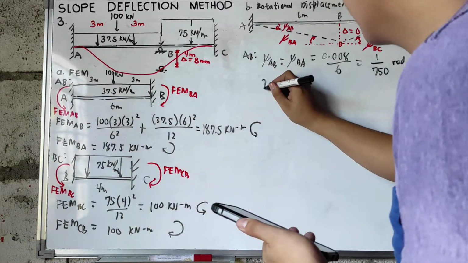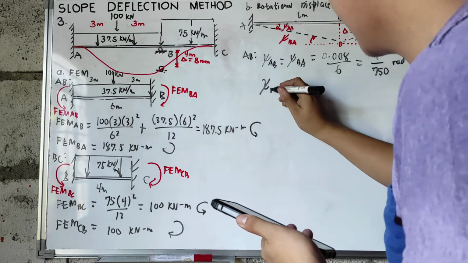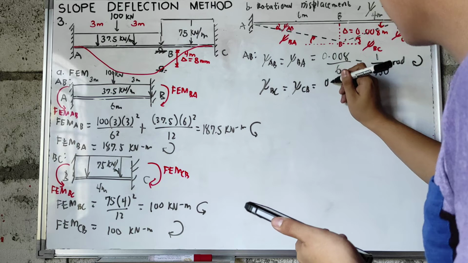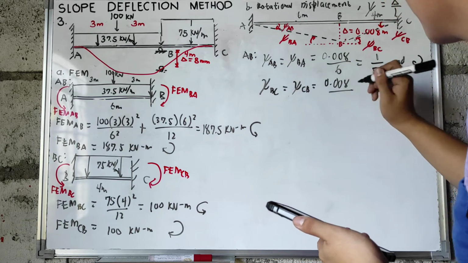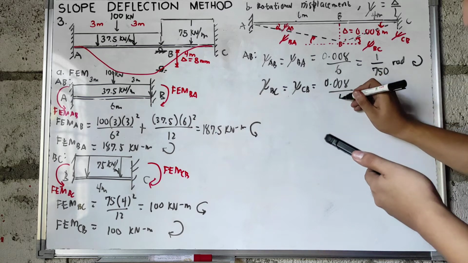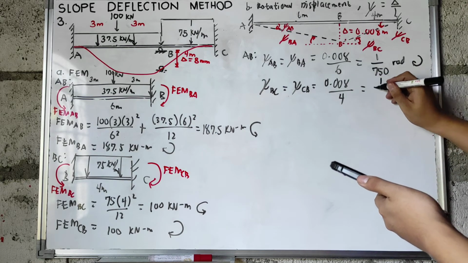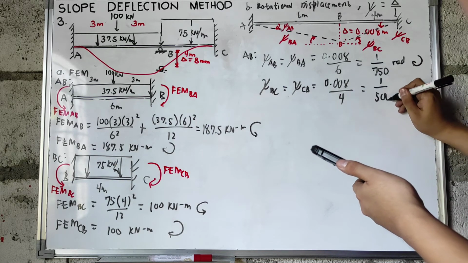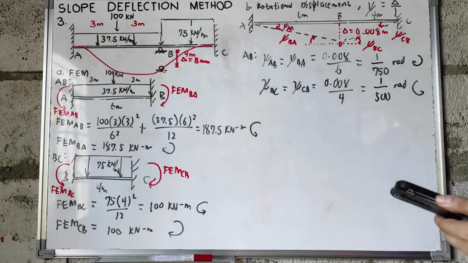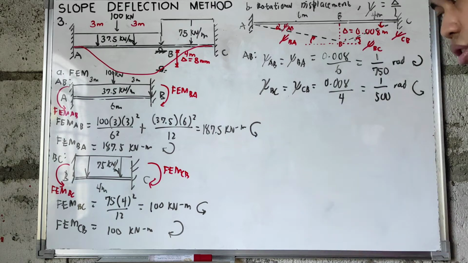So next, yung psi BC natin is equal siya sa psi CB, which is equal to the displacement or the settlement all over yung length natin, which is equal to 4. So the value is we have 1 over 500 radians. And yung rotation naman is counterclockwise.